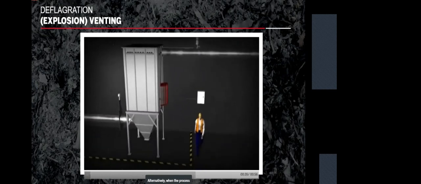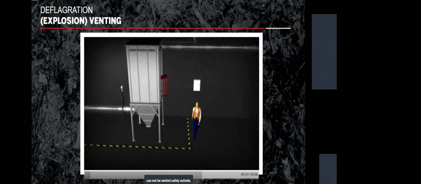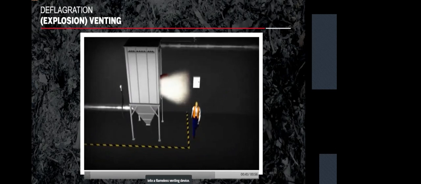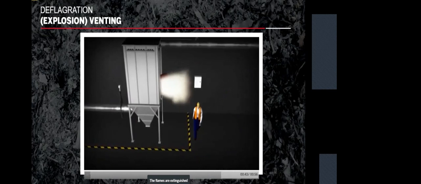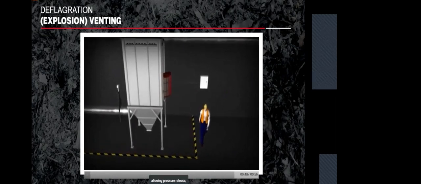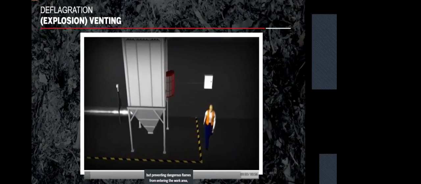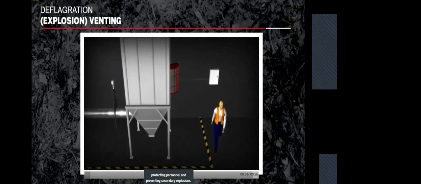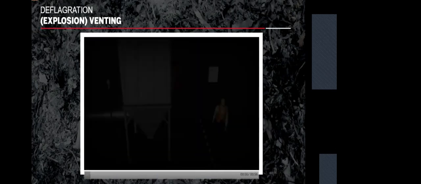Alternatively, when the process cannot be vented safely outside, the explosion vent opens and directs the fireball into a flameless venting device. The flames are extinguished as they pass through the flame arresting screens, allowing pressure release but preventing dangerous flames from entering the work area, protecting personnel, and preventing secondary explosions.